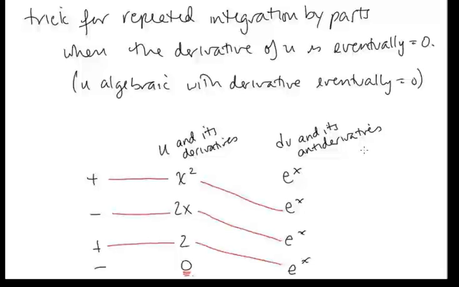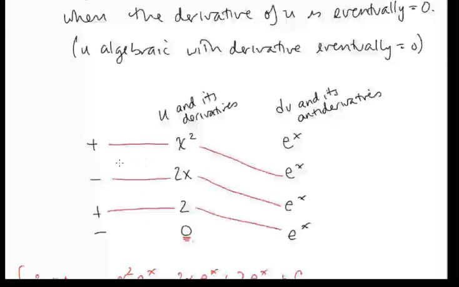In this case, dv is e to the x dx, so the antiderivative is going to be e to the x and e to the x, e to the x. Then you're going to put a plus minus alternating sign. You're always going to start with a plus and just alternate the sign for as many terms as you have, as many lines as you have in your table. And then you're going to go across and down.